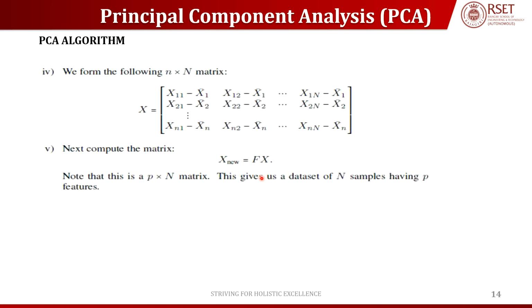Now finally we reach step 6. Step 6 is the new data set itself. To get our new reduced dimension data set X new, we have to multiply the feature vector F by our original centered data matrix X, and the centered data matrix X is simply our original data with the mean of each feature subtracted. So X new is equal to FX. The matrix X new is a P by N matrix. This gives us a new data set with N samples but only P features, where P is much smaller than the original n.